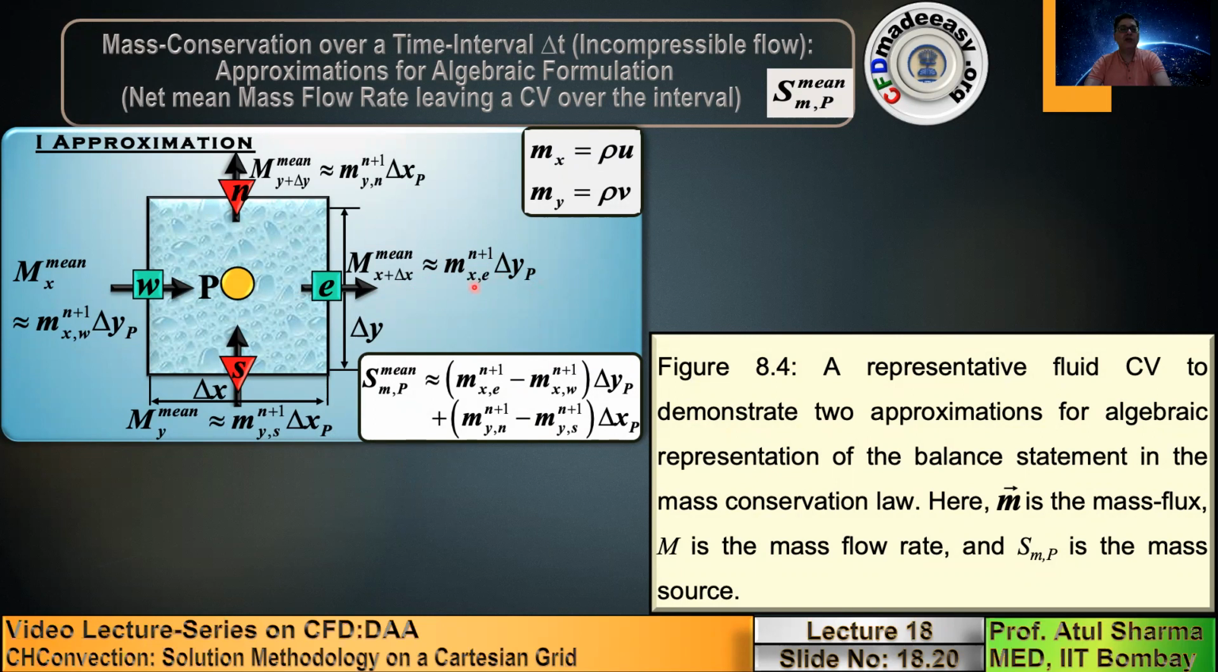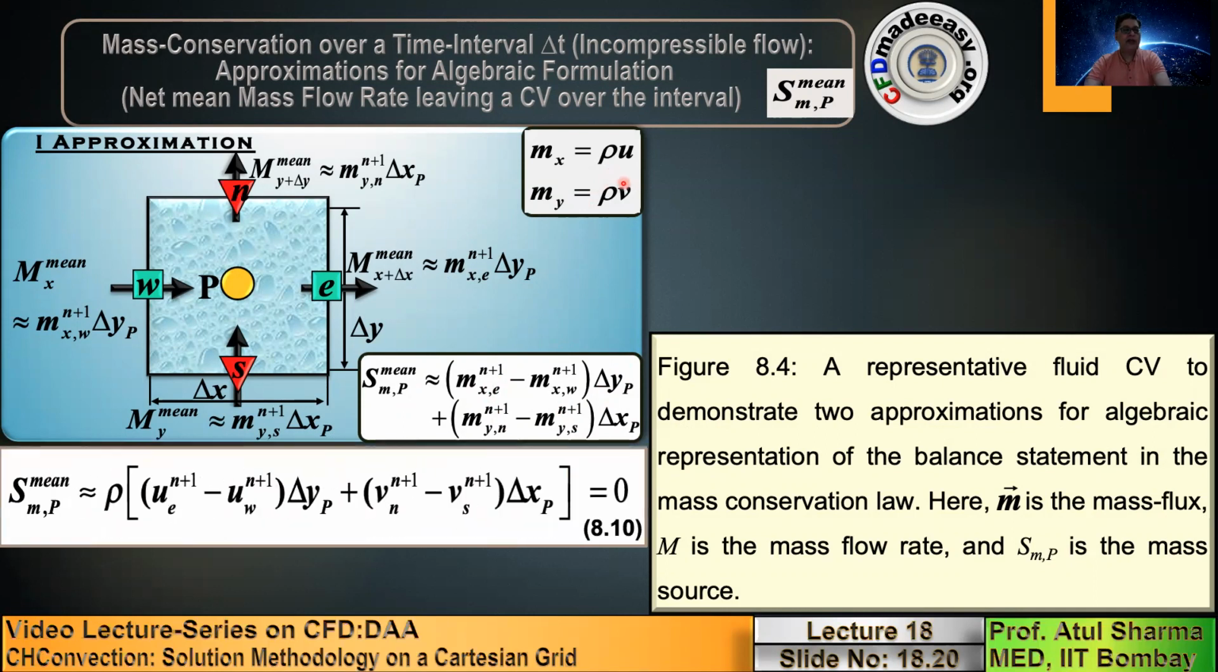As I mentioned, note that these mass fluxes are always presented implicitly. So the net mass flow rate leaving the surface of the control volume is expressed in a linear algebraic form as this. Now this mass flux is given in terms of the product of density and u velocity. So when you convert this mass flux in terms of the normal velocity, then you need a second approximation because you need to know these normal velocities.